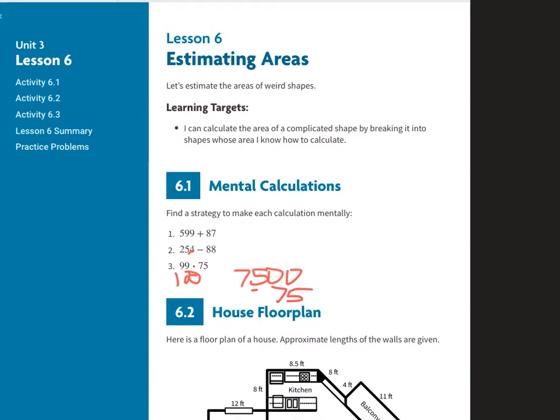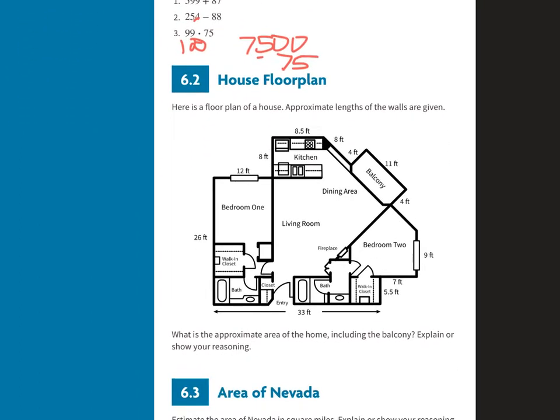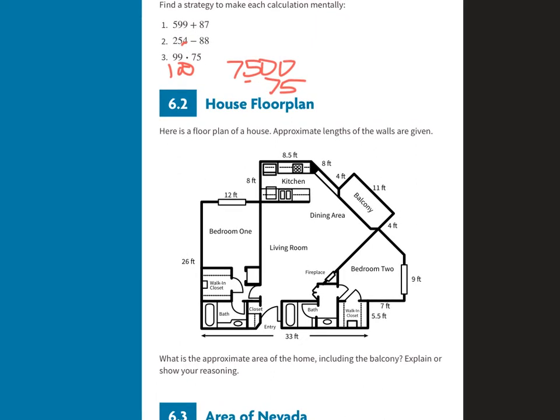Let's turn the page to 48. House floor plan. Here's a floor plan of a house. Approximate lengths of the walls are given. So we need to find the approximate area of the room.